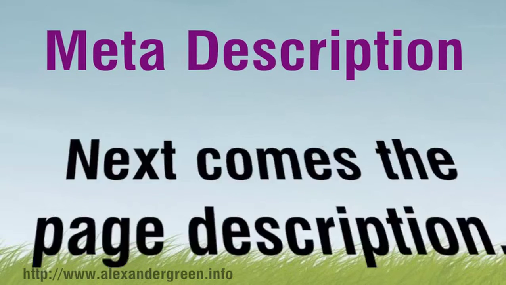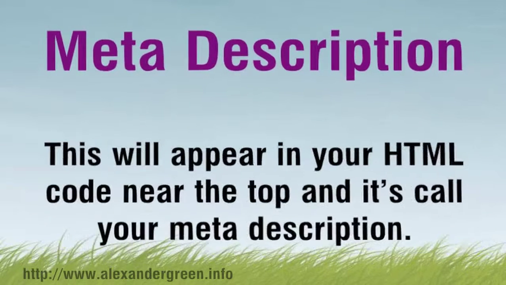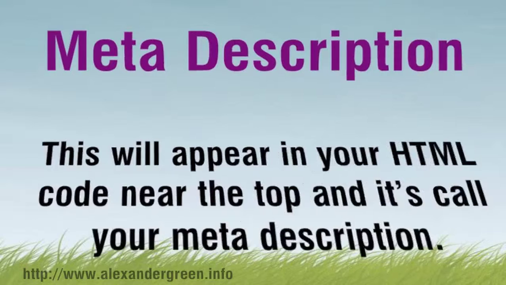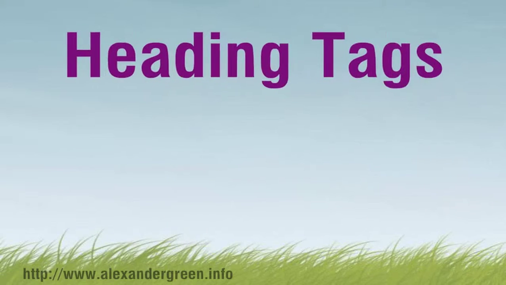Meta description. Next comes the page description. This will appear in your HTML code near the top, and it's called your meta description. Readers won't see this on the page, but it's the text that Google tends to use to describe your page in its search results.